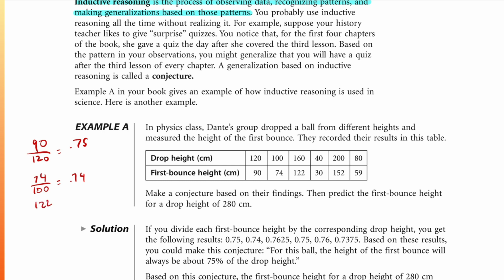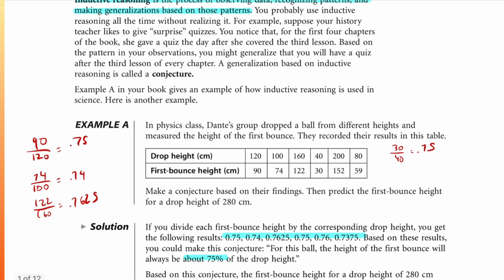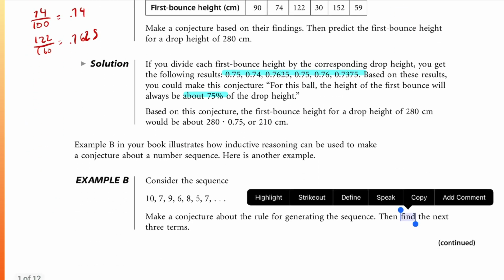The next one is 122 out of 160. That's approximately 0.7625. The next one, that one's 30 out of 40. That's 75%. And then the next two are going to be similar, and you can see the decimals here. And so our conjecture would be that the ball's going to bounce about 75% of the original height. And so that's our conjecture.